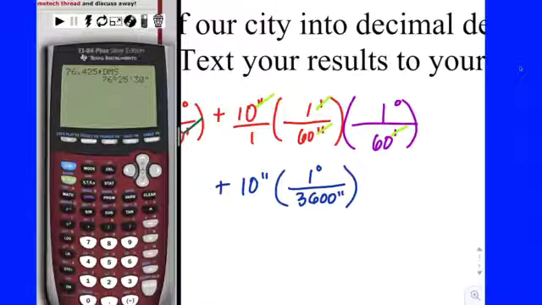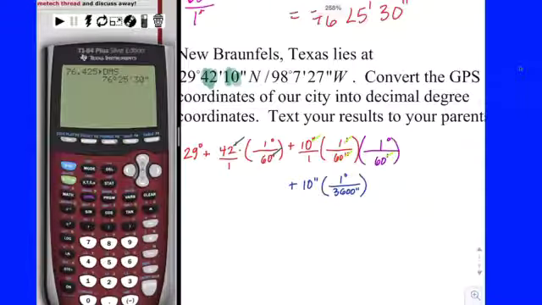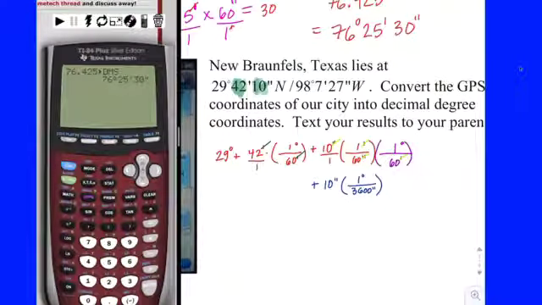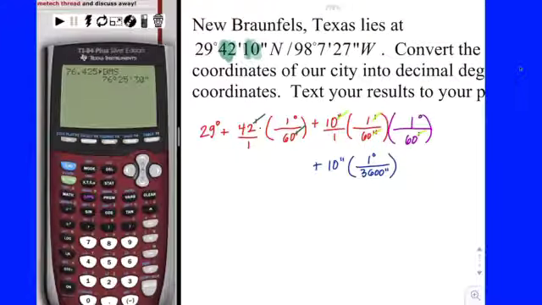3,600, yeah. So I don't care how you do it, but tomorrow on the quiz, I do want to see this stoichiometry. So 29 plus 42 divided by 60 plus 10 divided by 60 twice. All right, so I'm going to go ahead and type this one into my calculator, and I'm going to do it in one fell swoop, okay? I'm not going to do it in sequences anymore.